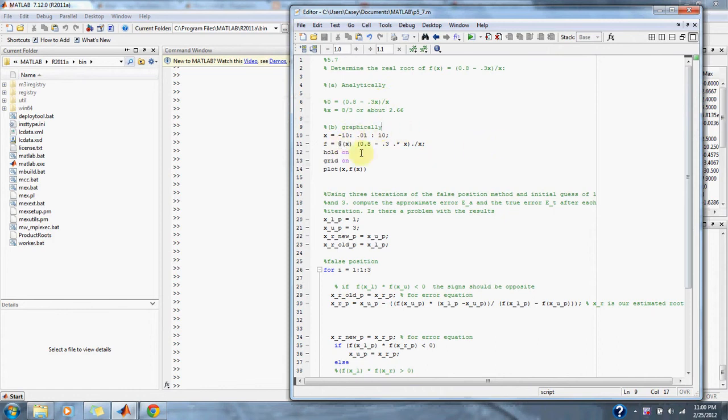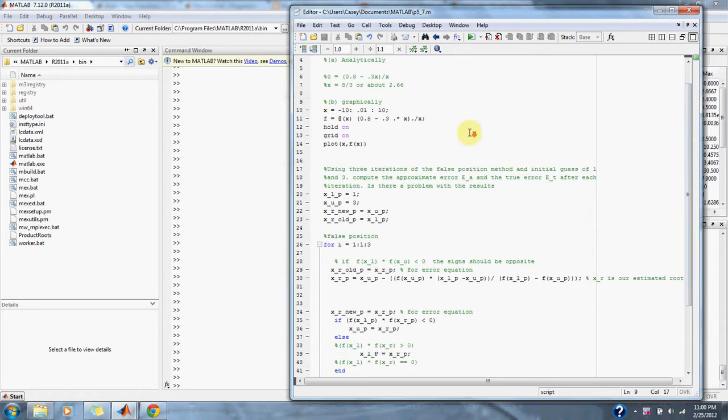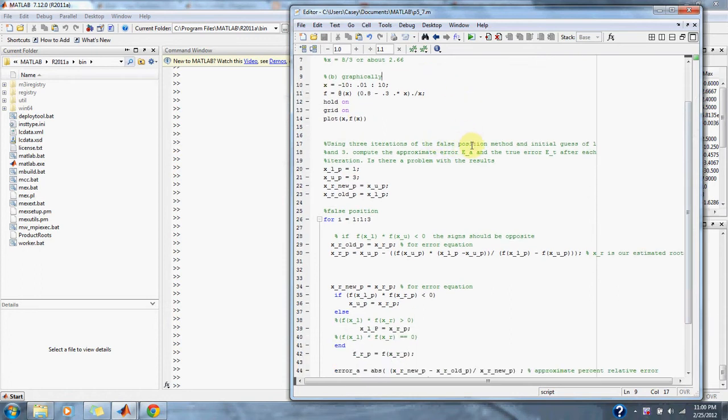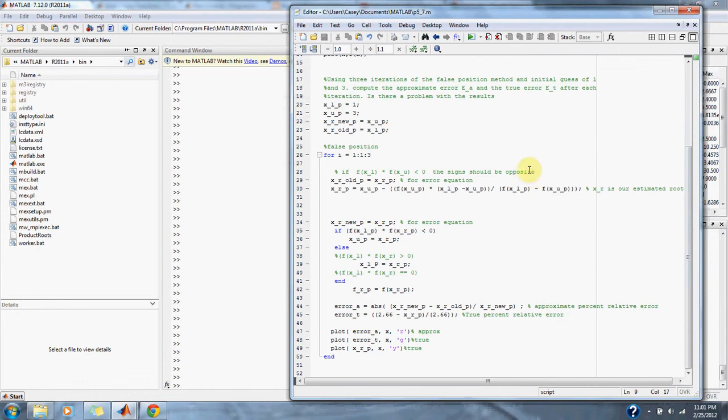Simply take our function and graph it. Part C, we use the false position method to approximate our roots with our initial guesses of 1 and 3. So I set the lower guess to 1 and the upper guess to 3. Here we have our false position equation and our if-else statements that go along with the rules of the false position equation.